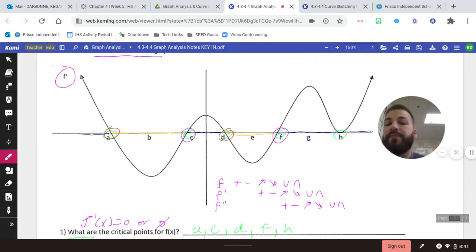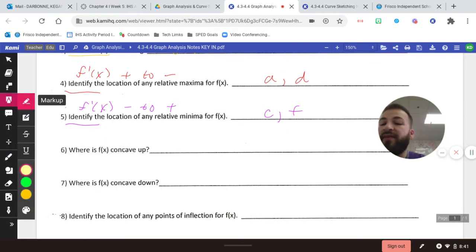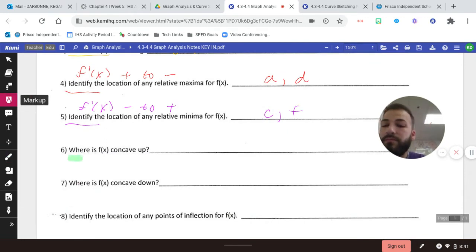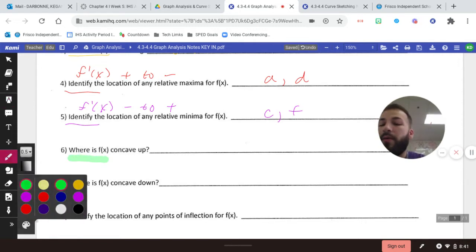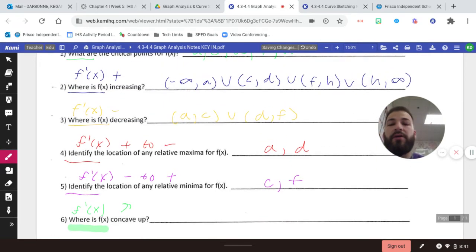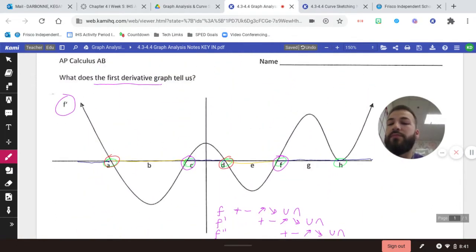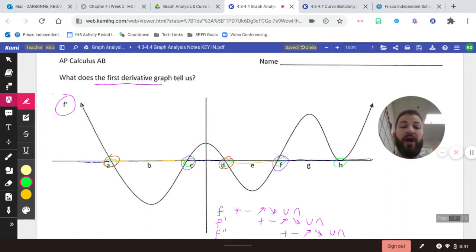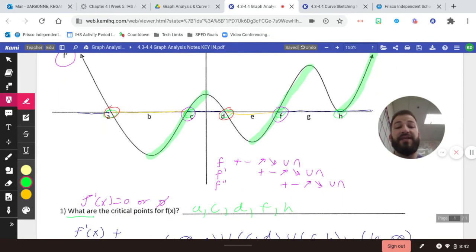So f prime down here, when is f prime concave up? It is concave up when f prime of x is increasing in value. So now going back to my curve, we are increasing. Remember, increasing means my y values are going up. So I'm increasing in value from B all the way to 0, and then from E all the way to G, and then from H all the way to infinity. So B to 0, E to G, H to infinity.